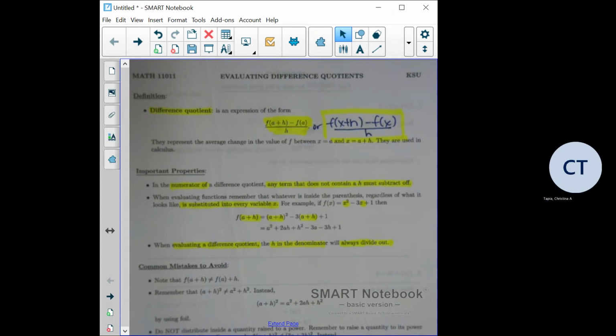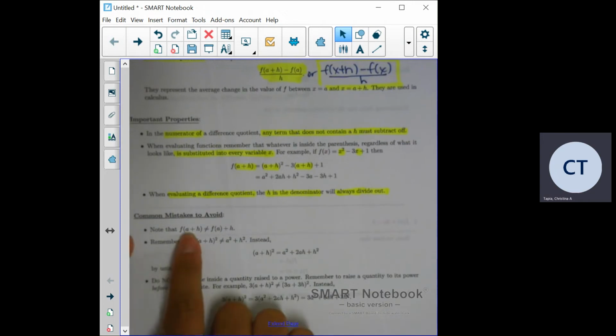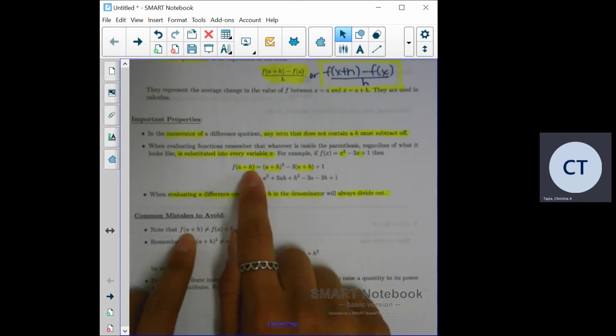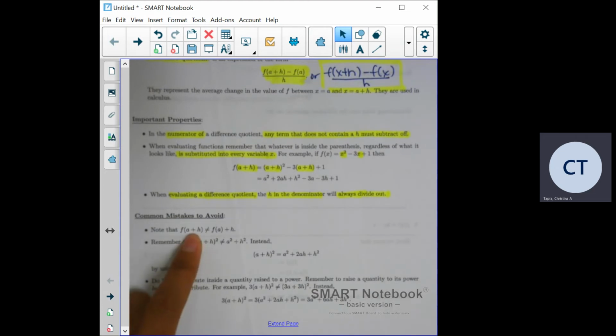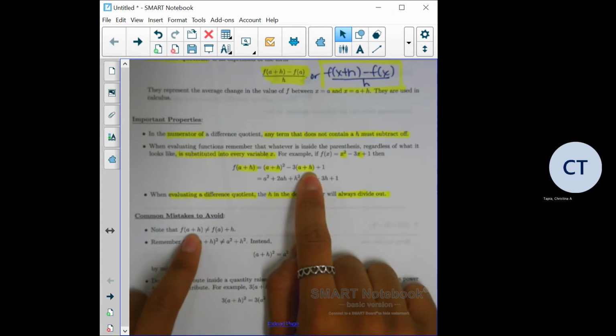Before I look at a few examples, I'm going to talk about some common mistakes to avoid, which I know somebody's probably not paying attention and is going to forget, so I'm going to go through them anyway. Note that f of a plus h is not f of a plus a random h. When you're substituting in f of a plus h, it looks just like this. You're going to plug it in for every single x that you see, so that includes that h. Notice the a plus h is here, a plus h is here.